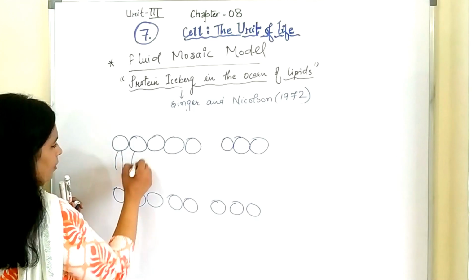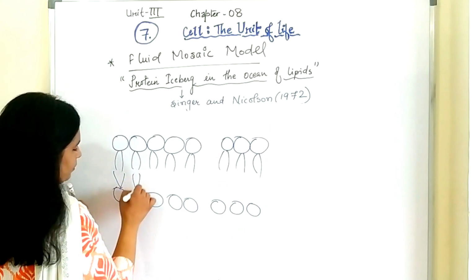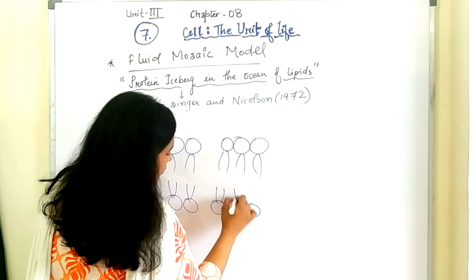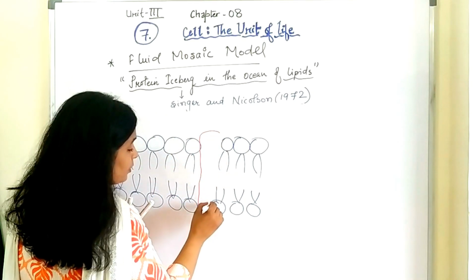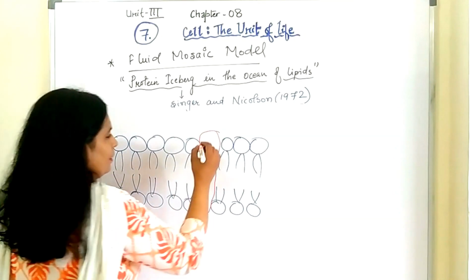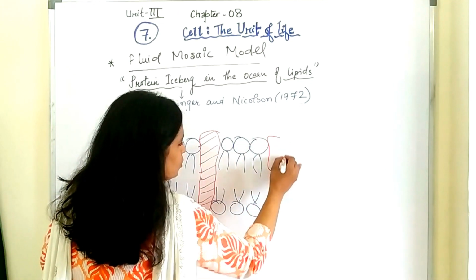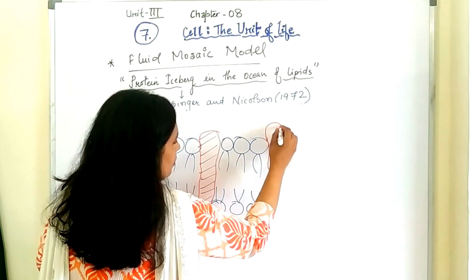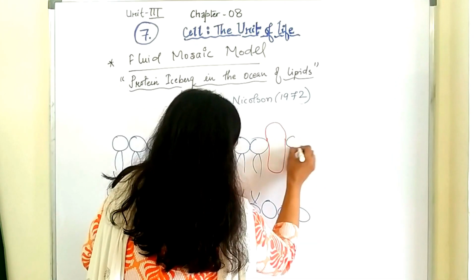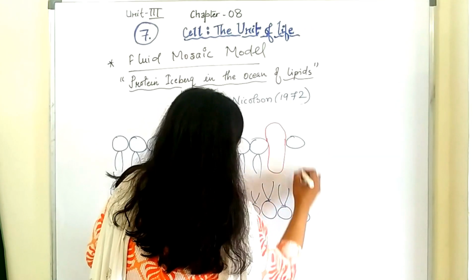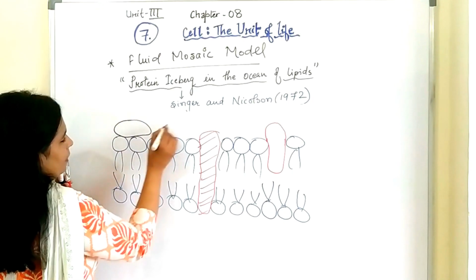Okay. Then tail. Protein which is totally embedded in the membrane. This is the membrane protein. And this one which is partially embedded. There are other proteins also which were superficially arranged.